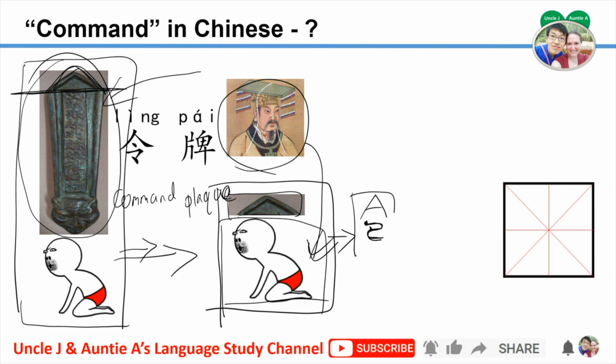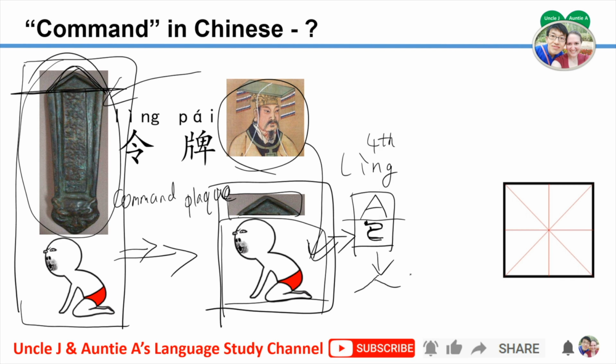So that was the original character people used for command. Pronunciation is L-I-N-G, fourth tone. 令. Later on, they simplify it. They simplified the top part, looks like an A. They made it look like this.